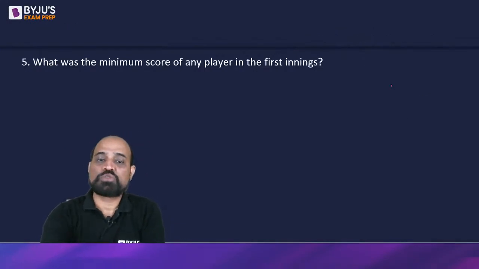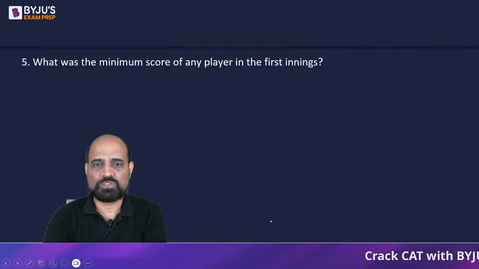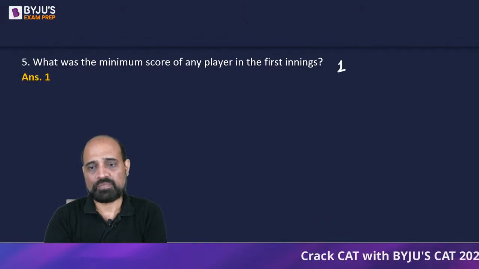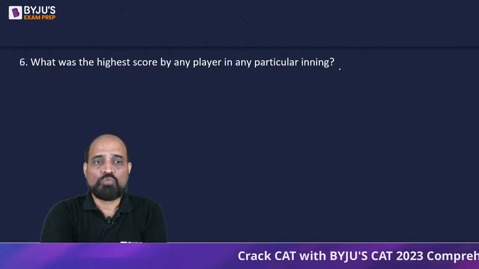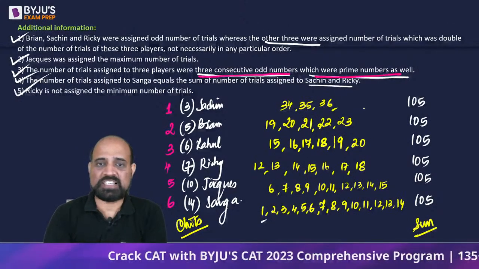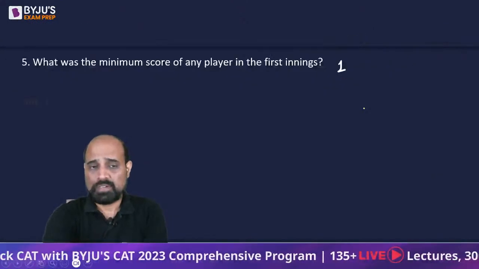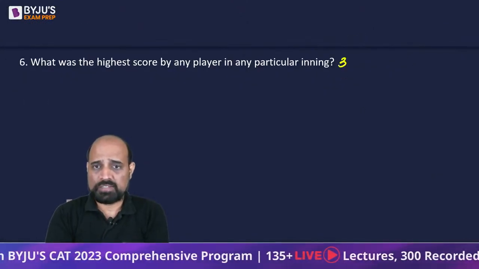What was the minimum score of any player in the first innings? Can we say minimum तो 1 आ सकता है? So 1 is going to be the answer. What was the highest score by any player in any of the particular innings? Can we say 36 is the largest number that anybody can get? उससे ज्यादा तो नहीं हो सकता. So 36.